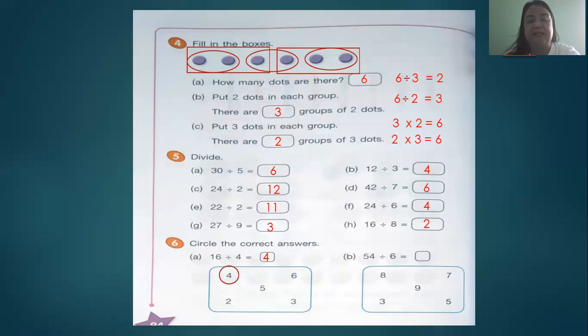Wow, very good. So next, letter B. 54 divided by 6 is equal to what number you can multiply by 6? The answer is 54. Right, 9. So therefore, the answer is 9. So 54 divided by 6 is equal to 9. Or when you multiply 9 times 6, the answer is 54.